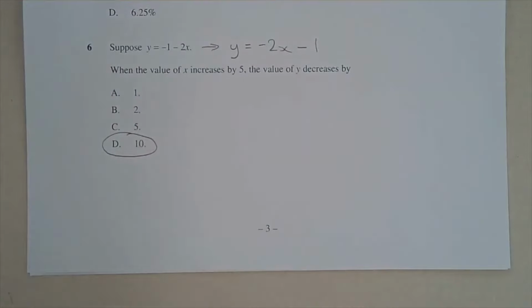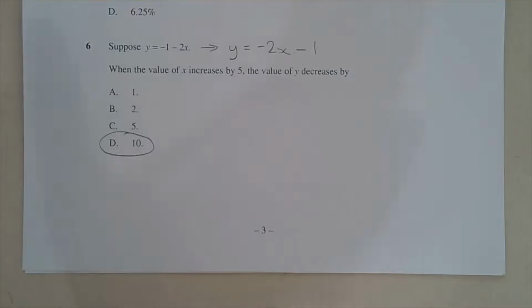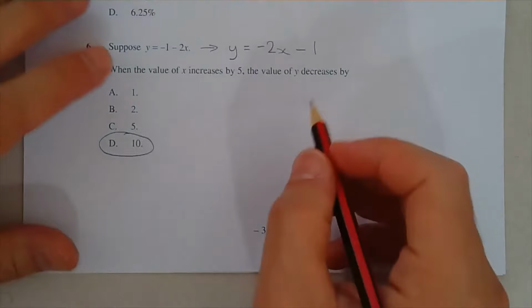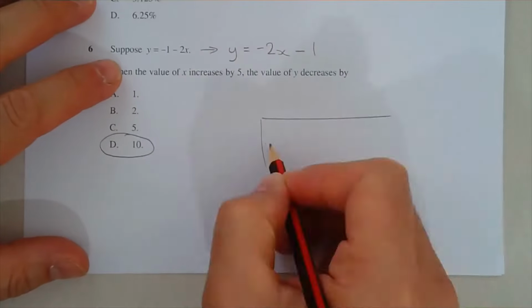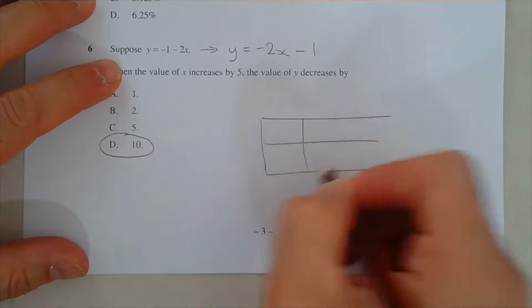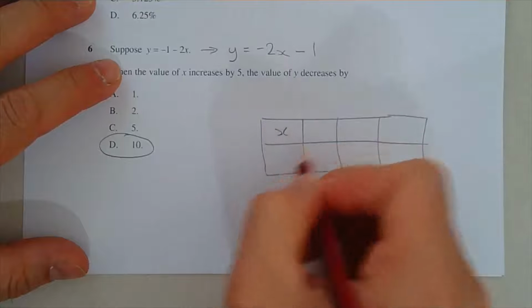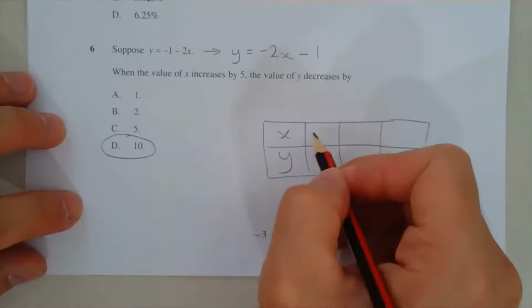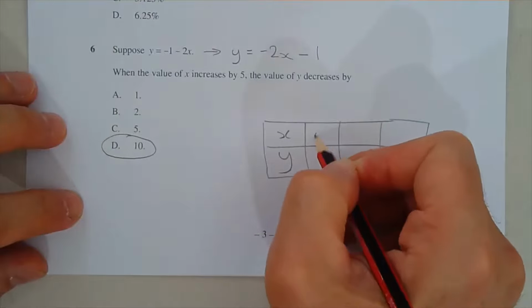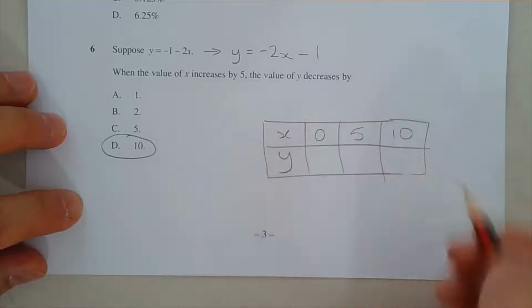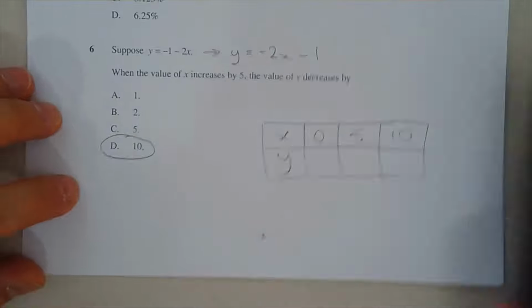Now, just for your benefit, if you want to see this a different way, you could actually do a table of values, and you could probably see this fairly quickly. So x, y, and let's try some values here. So 0, 5, and 10. And we can use substitution here.